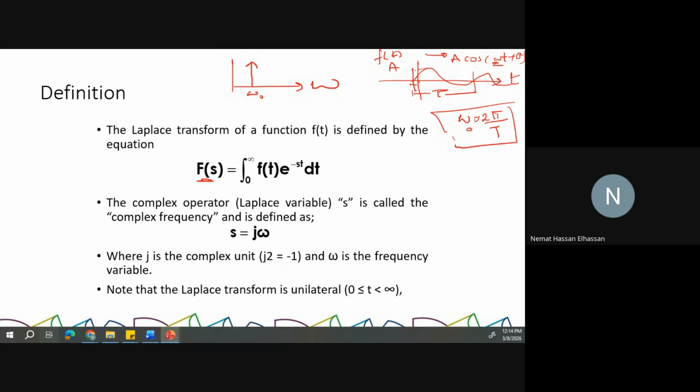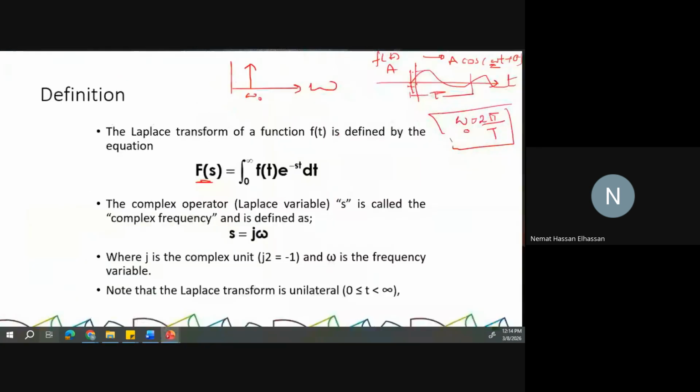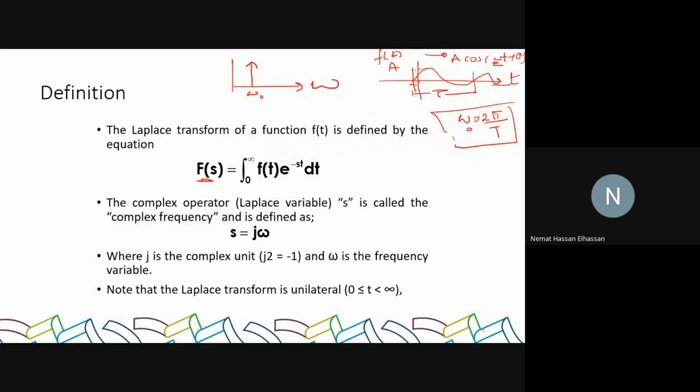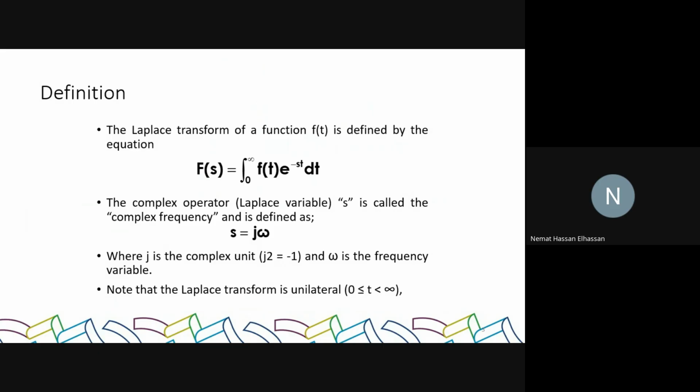Make sense? So for any signal f of t, it has a pair f of s. How do I get from f of t to f of s? By applying what we call the Laplace transform. So we transform it from t to s. s is equal to what? j omega, where omega is frequency. So s is a representation of frequency. So instead of being a function of t, it becomes a function of j omega. Are we clear with that?